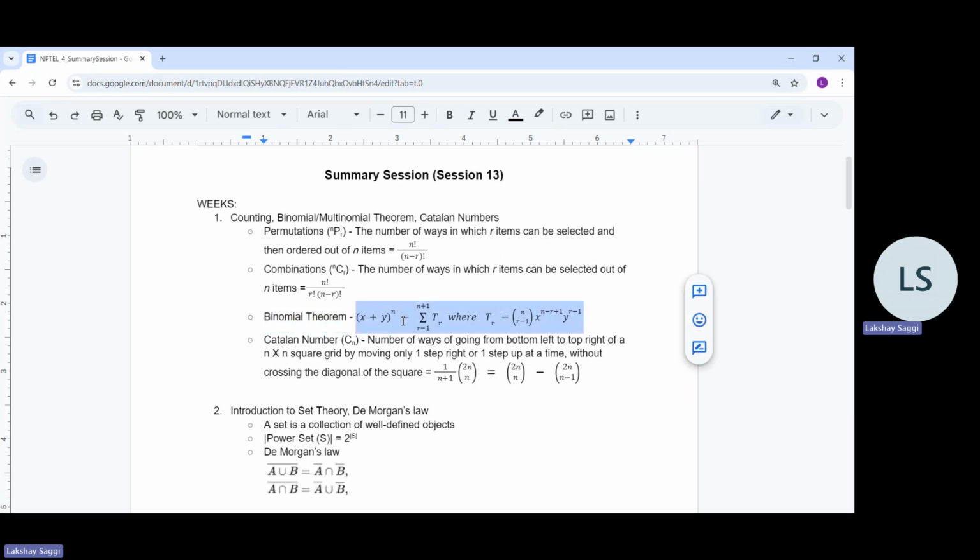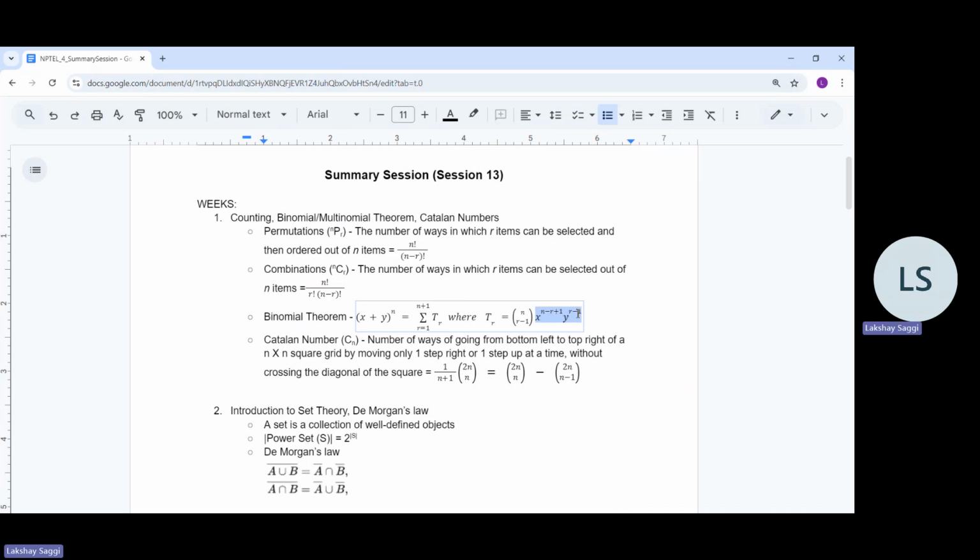if we have the expression x plus y and we raise it to the power n, then (x plus y) to the power n can be written as a sum of n plus 1 terms. T_r denotes the rth term and r goes from 1 till n plus 1. The rth term, T_r, is given by n choose (r minus 1) times x raised to the power (n minus r plus 1), y raised to the power (r minus 1).